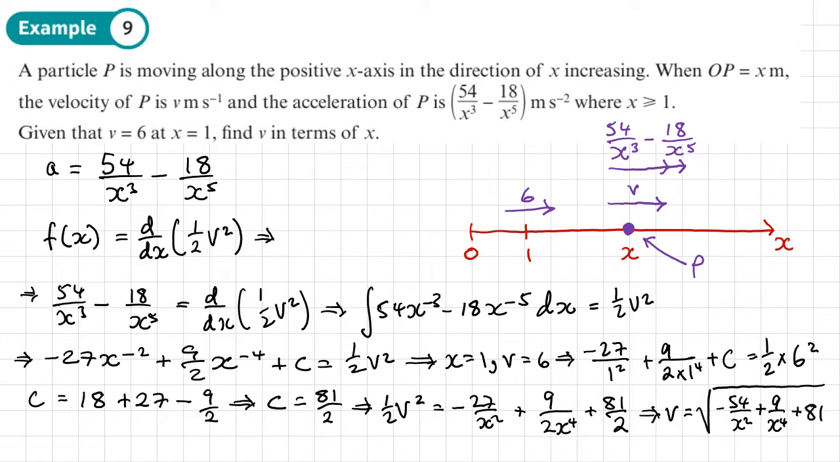Now, do we need a negative square root? No, because it says here that it's moving in the direction of x increasing. So it's always moving in an increasing x direction, which means that its velocity is always positive. So we don't need the negative square root on this particular question.